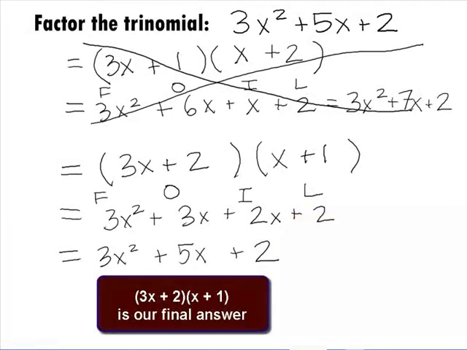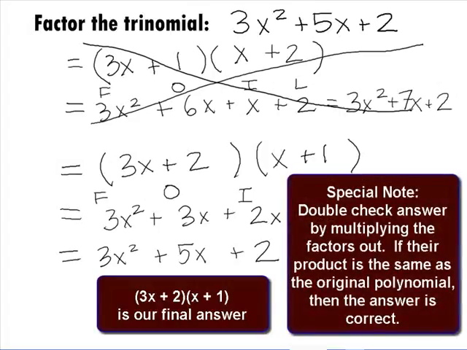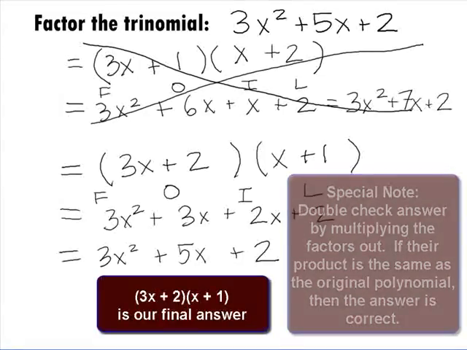We can always double check ourselves on factoring problems by multiplying out the factors that we have. If they multiply to be the original polynomial, then we have the right factors. If they don't, we need to go back and try factoring the problem again.